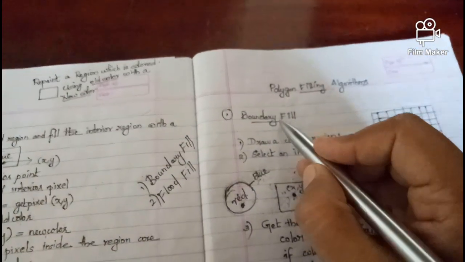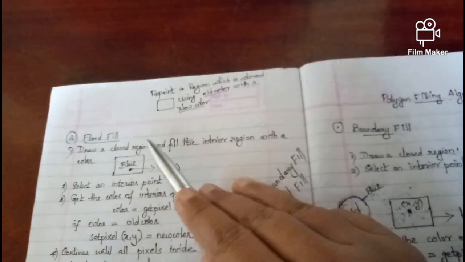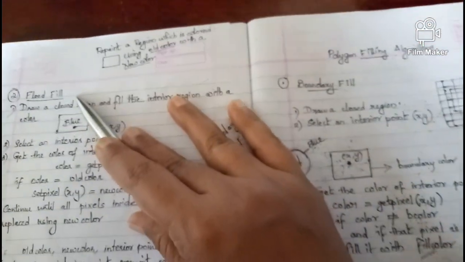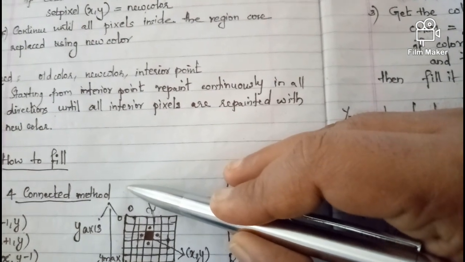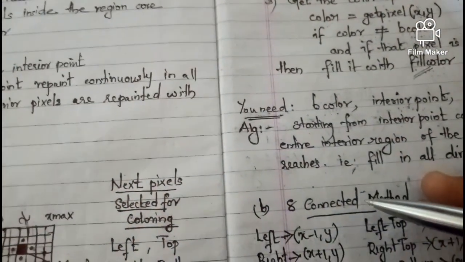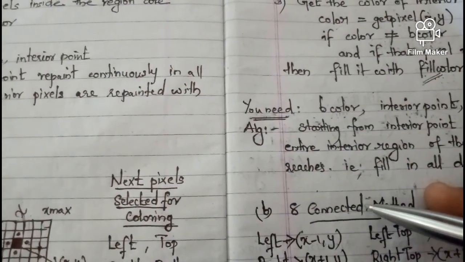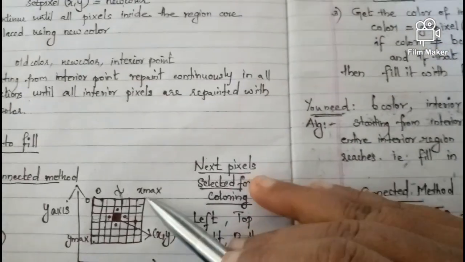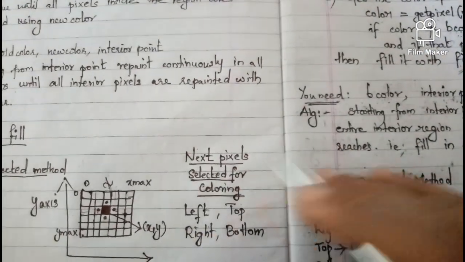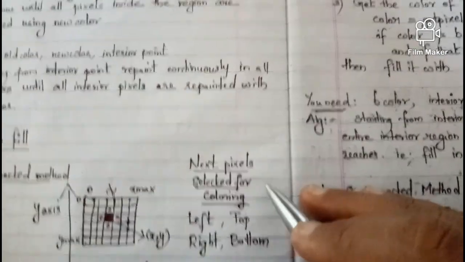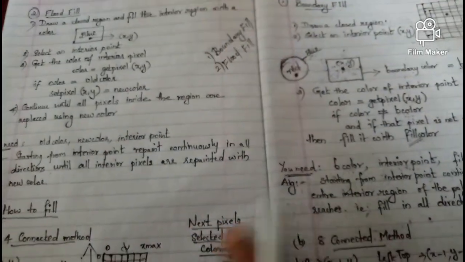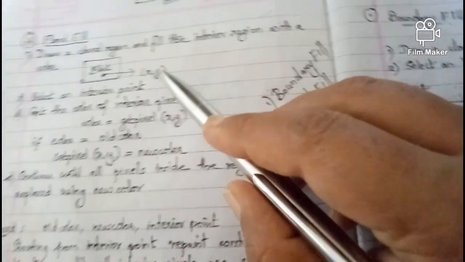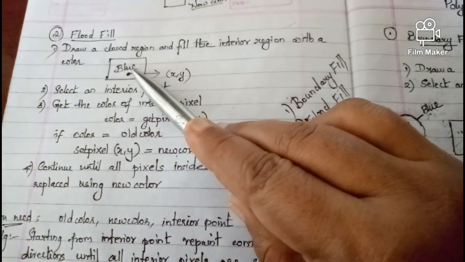So in both boundary fill algorithm and flood fill algorithm, either 4 connected method can be used to select the neighboring pixels or 8 connected method can be used. One of these two, either of these two methods can be used to select the neighboring pixels. Using any of these two methods, we can select the pixels one by one.